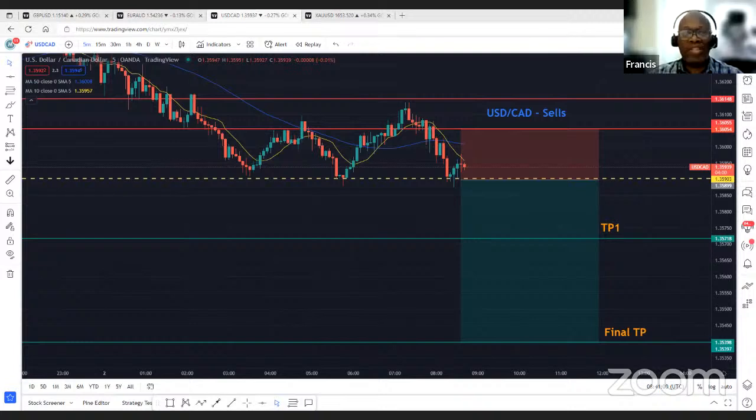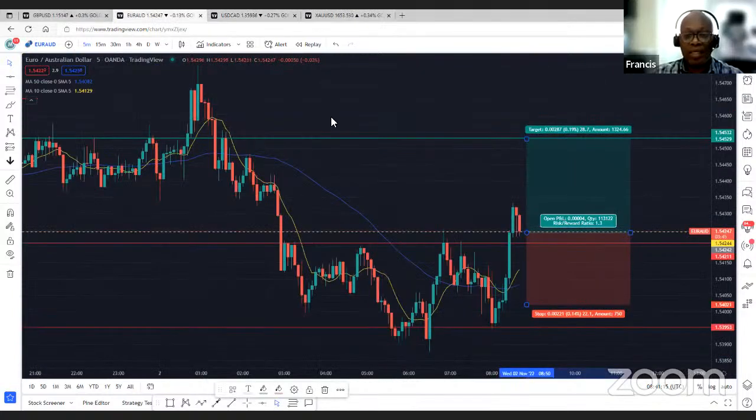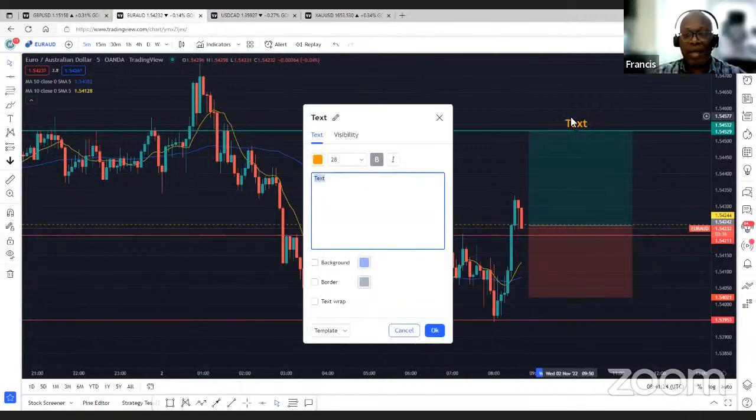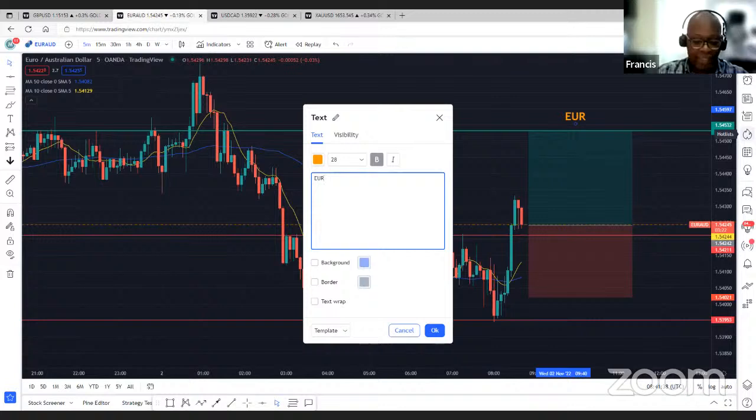Anyhow, if you are in a trade and it hasn't gone into profit yet, you want to wait until it goes into profit before you jump into another trade. So ideally, if I'm going to be buying this one now, Euro Aussie dollar, I would ensure that I am in profit on the other trades.